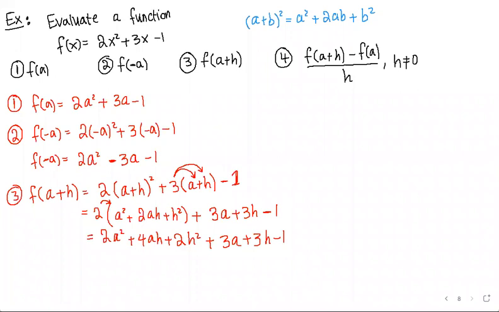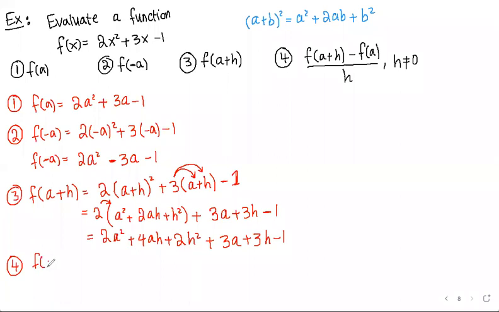Who will do the last one? Same idea exactly. So for the fourth one, here f of a plus h, we already did it in the third one. This is the answer. Minus f of a, this is f of a, we already did it in the first one. And h here.